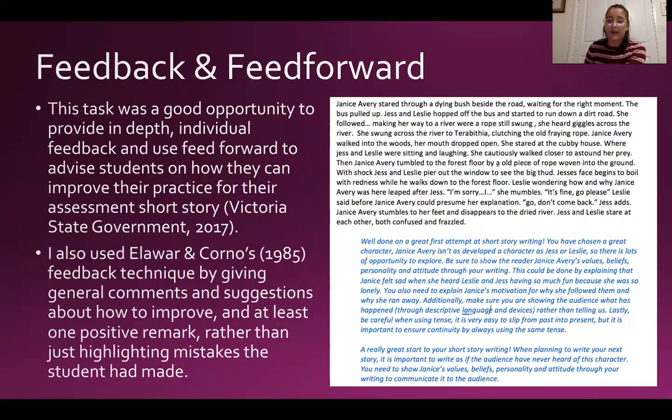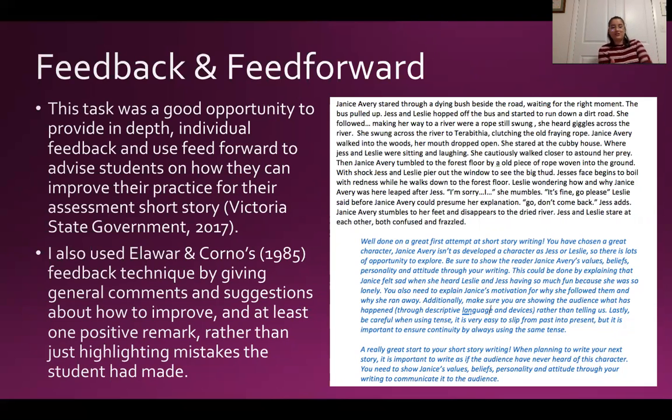So my comments are in the blue that I gave, and I was giving comments on what I really liked that they had done and what could be improved for next time. So giving that feed forward, not making it about what they didn't do well this time, making it about what they could do even better next time. That was the main focus for me.